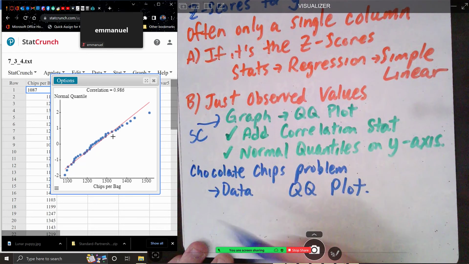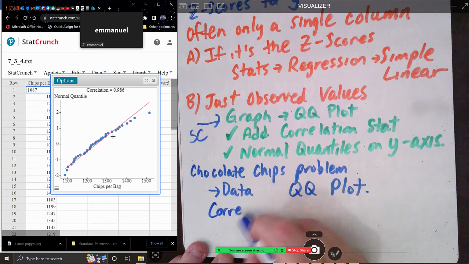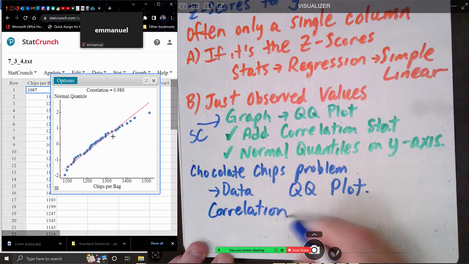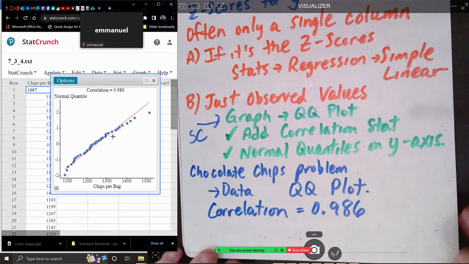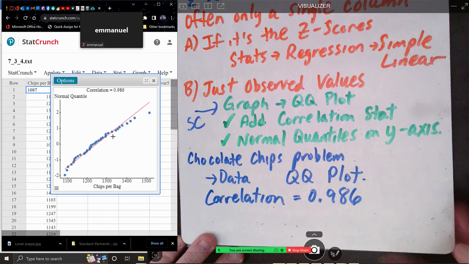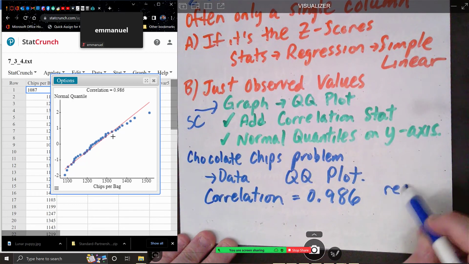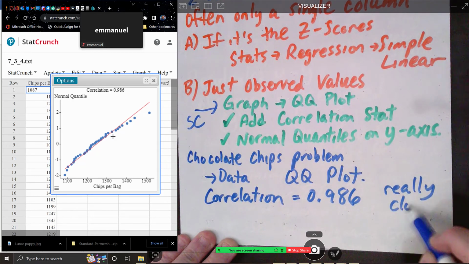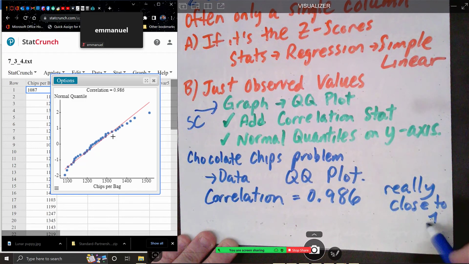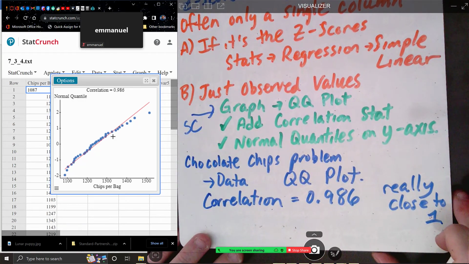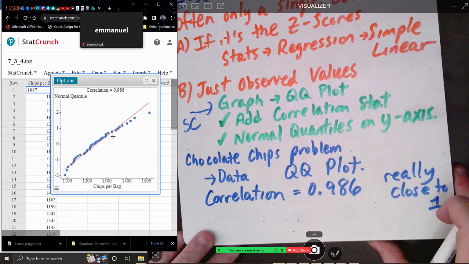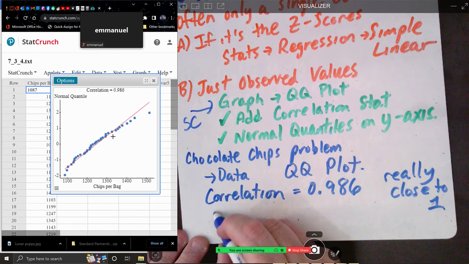Gives me a correlation of 0.986, which is really close to 1. But we still got to go through our normal thing. We got to go find the critical value.